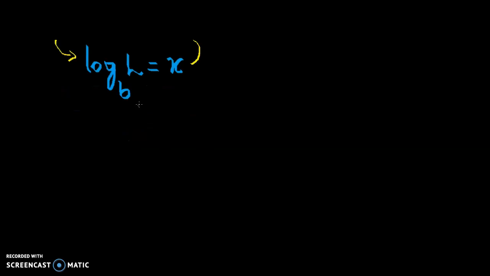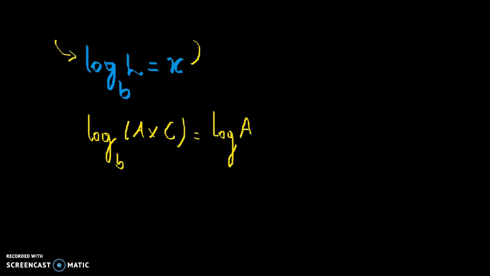So let's see the first property, the product property. If I have the logarithm of a times c on the base b, that's why we call it the product property, because we have the product between a and c, or whatever two numbers you have. The property says that it's equal to the logarithm of a on the base b plus the logarithm of c on the base b. So the product of two numbers inside the logarithm becomes the sum of the logarithm of each number.